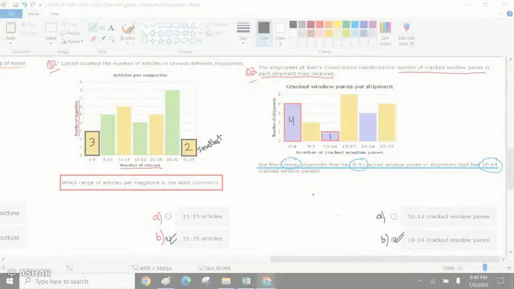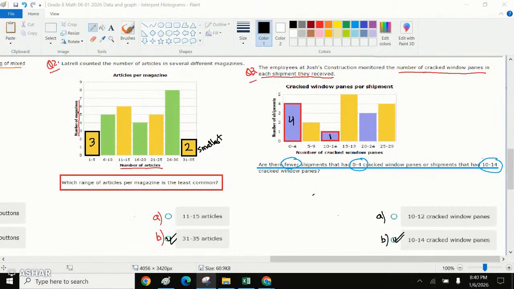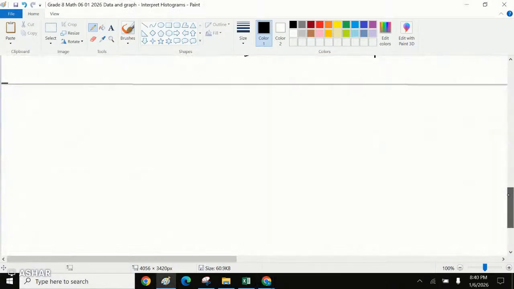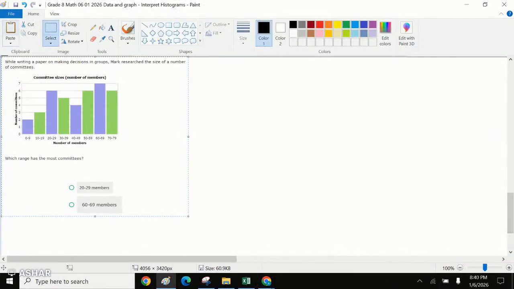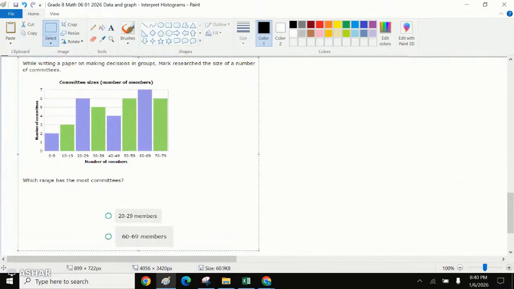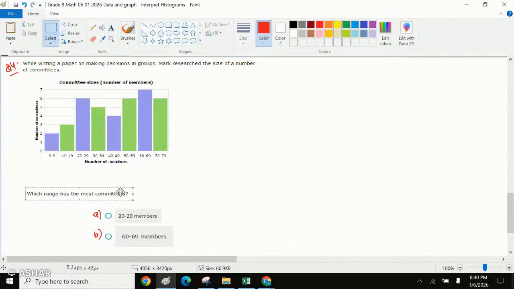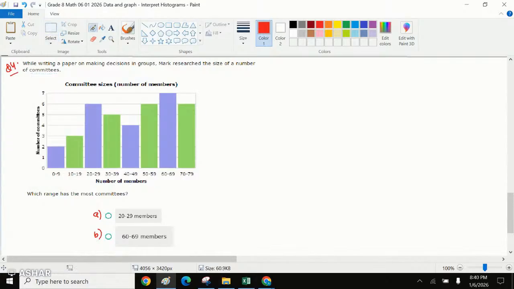Question number 4. Okay, I would let you answer this. And question number 4 states that, I'll just enlarge this. The question number 4 from the test states that we have these two options, option A and option B. While writing a paper on making decisions, Mark researched the size of a number of committees. The values have been changed for this question. Okay. Which range has the most committees, right? Okay, we are looking at the maximum number of committees over here.